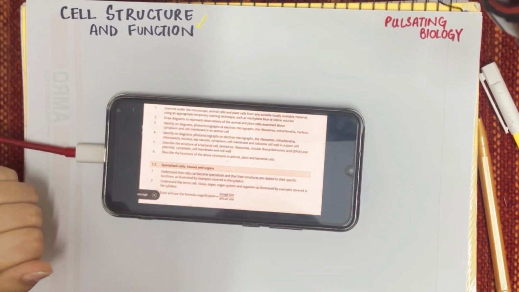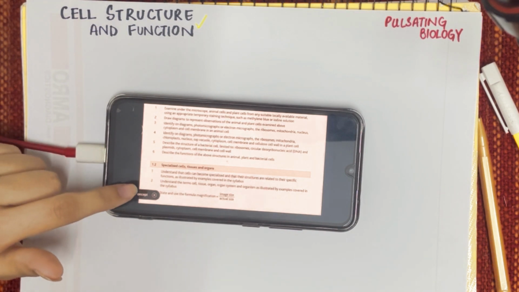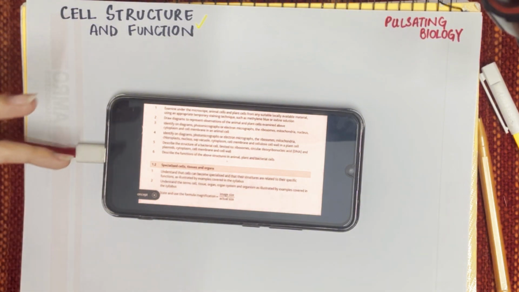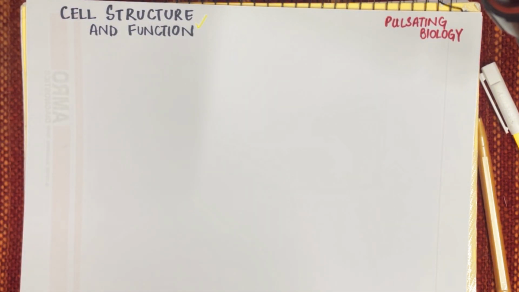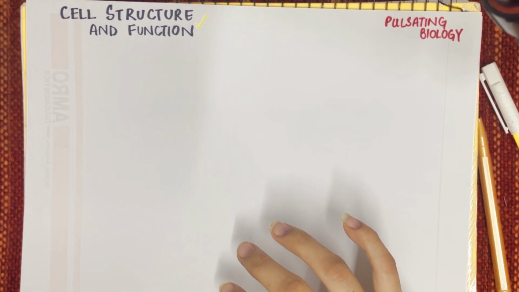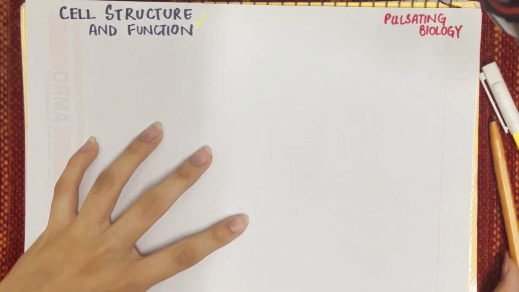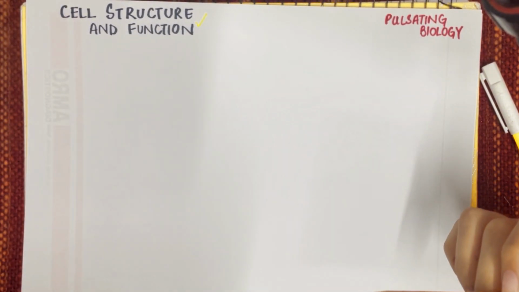It says that we need to understand how cells have their specific functions, and to understand the terms cell, tissue, organ, and system with the help of an example. I'll be assuming that students of grade 9 and 11 are watching this video, so I'll be explaining in such a manner that students of both grades will understand it very easily.